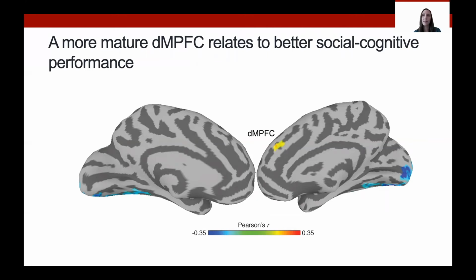But importantly, we didn't see any of these significant effects within our a priori theory of mind ROIs, not even the DMPFC ROI. So we're still considering this finding preliminary.